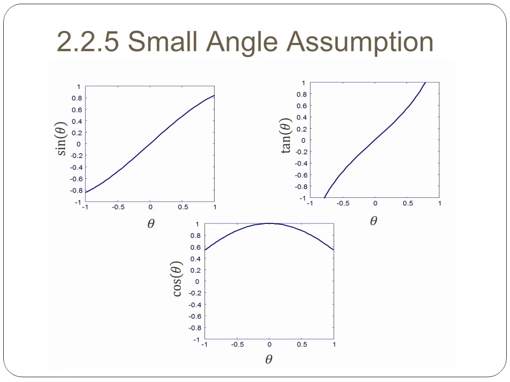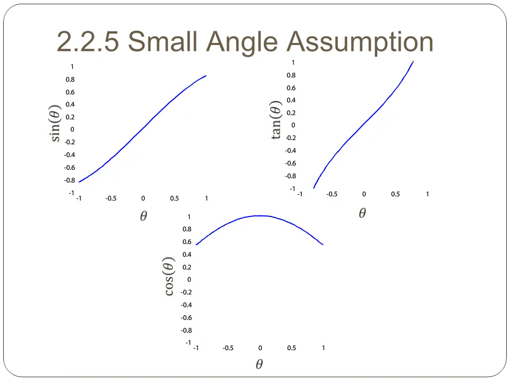In this slide, we can see graphs of the sine of theta, tangent of theta, and cosine of theta. From this we can see that for angles very near 0, sine of theta is equal to theta, tangent of theta is equal to theta, and cosine of theta is equal to 1. These graphs give us an idea of the accuracy of the small angle assumption as a function of the strains and shear strains.